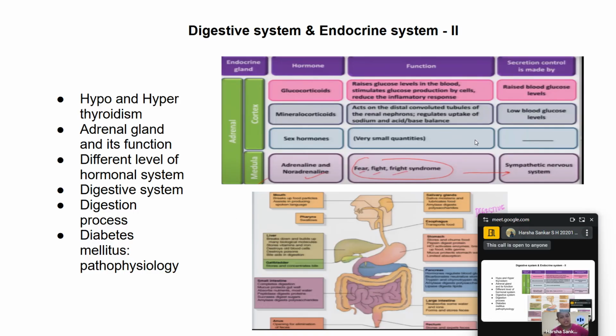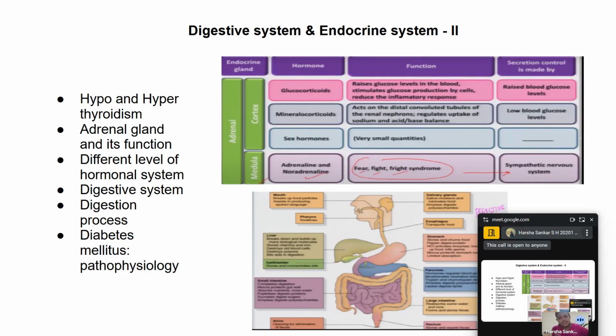The second class was mainly a continuation of the endocrine system. There are different types of glands, and among those we discussed goiter, and if thyroid is increased, that is also a problem. That condition is known as hyperthyroidism. Then the adrenal gland is another type of endocrine gland, and the adrenal has two parts, cortex and medulla. The cortex can secrete three types of hormone: glucocorticoid, mineralocorticoid, and sex hormone.